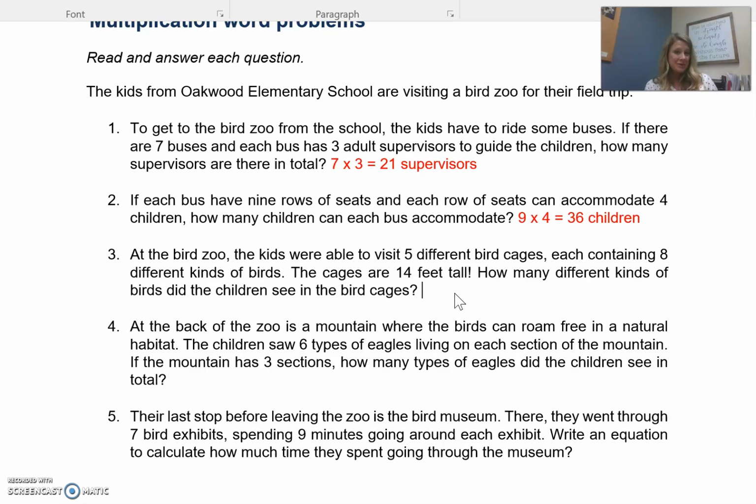Now, this is an interesting problem because so far, all of the multiplication problems we have done just involve 2 numbers. This one has 3. I want you to tell me out loud, even though I'm not going to be able to hear you, what numbers are important to solving the multiplication problem here? What is that multiplication asking? That multiplication problem is asking how many different kinds of birds did the children see in the bird cages? So what numbers do we need to use to solve that problem that they are asking?